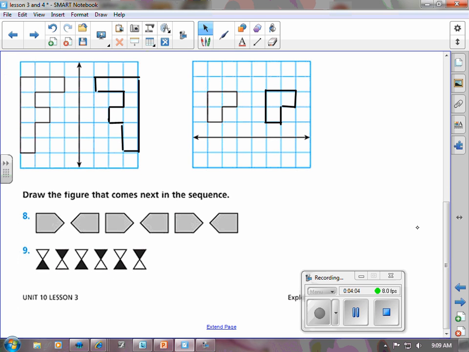So the figure that would come next in this sequence, okay, as we go to draw it out, right, notice that they face each other, don't face each other, face each other, don't face each other, face each other. This one's not going to face each other. So it's going to go like so.